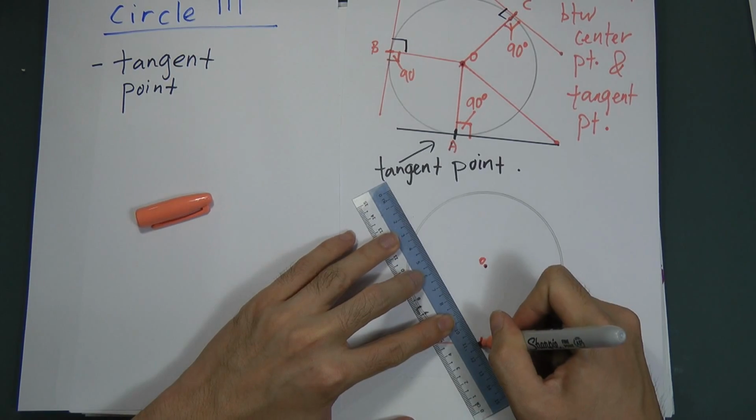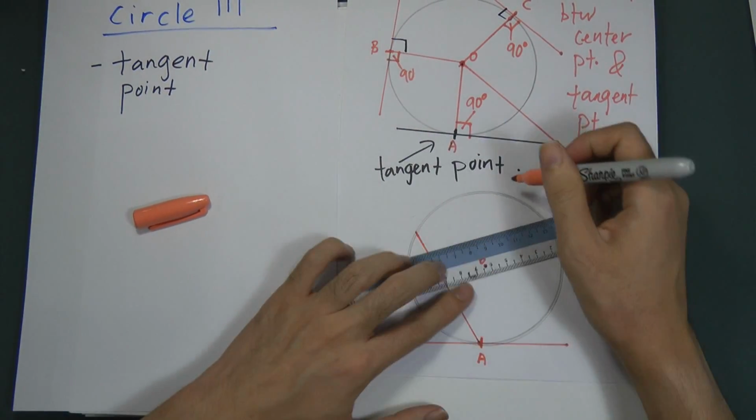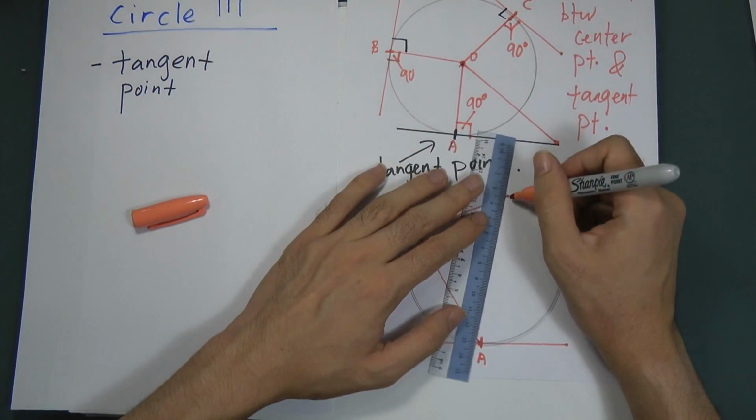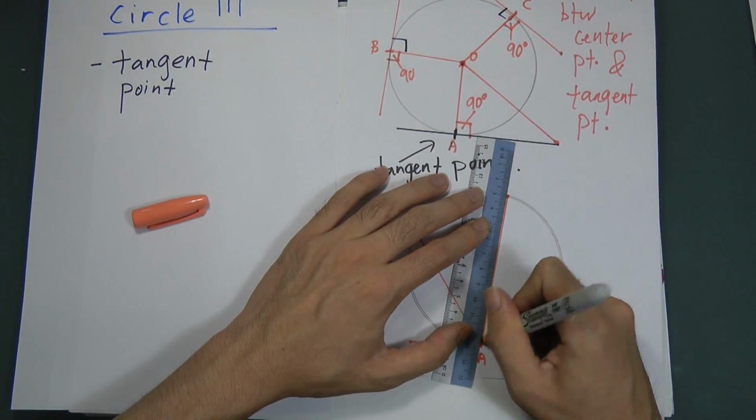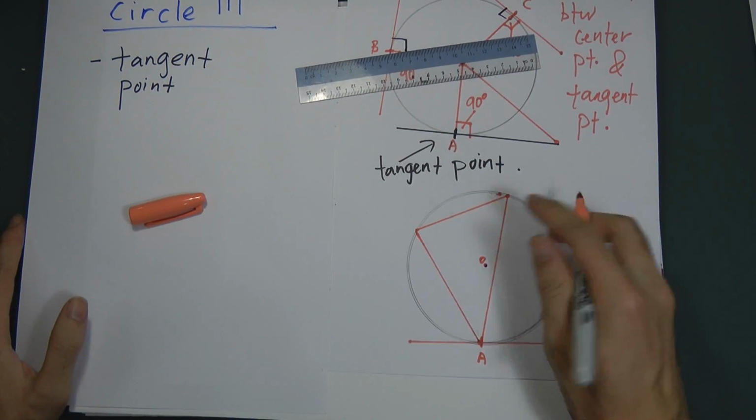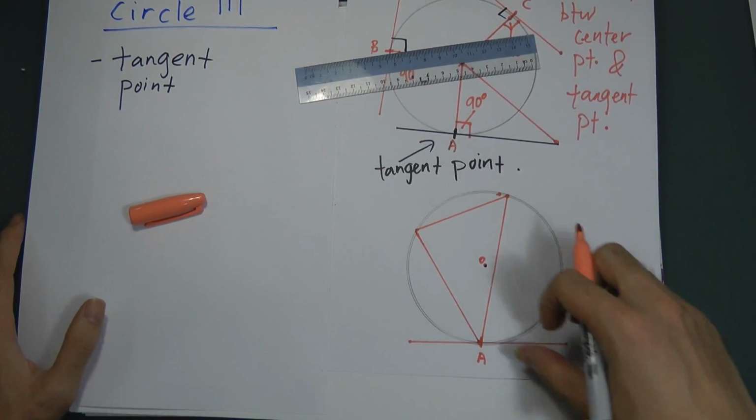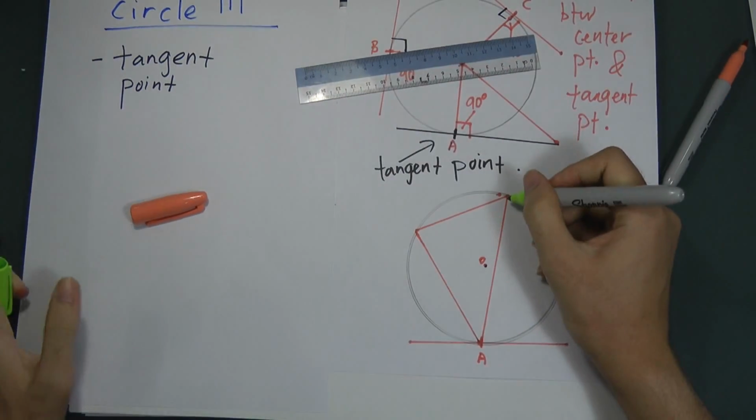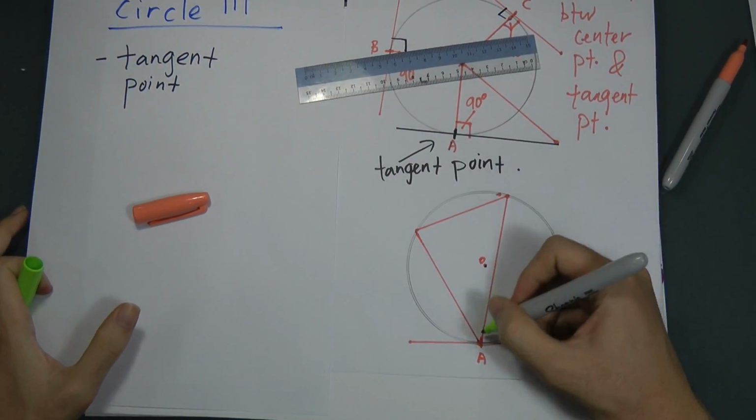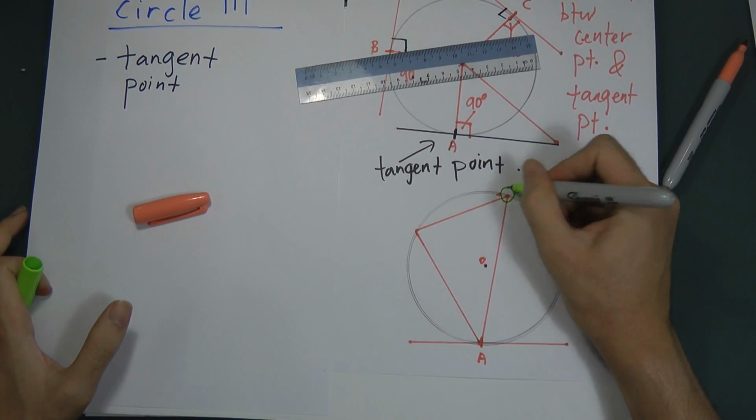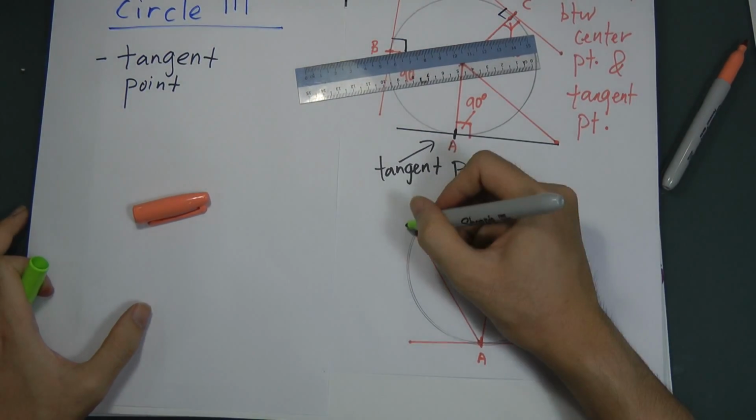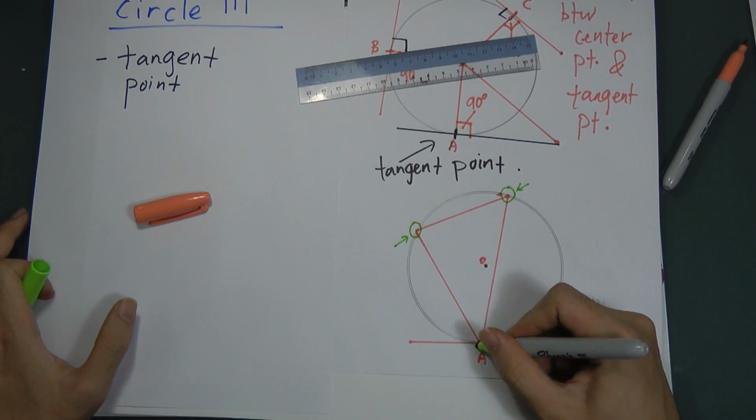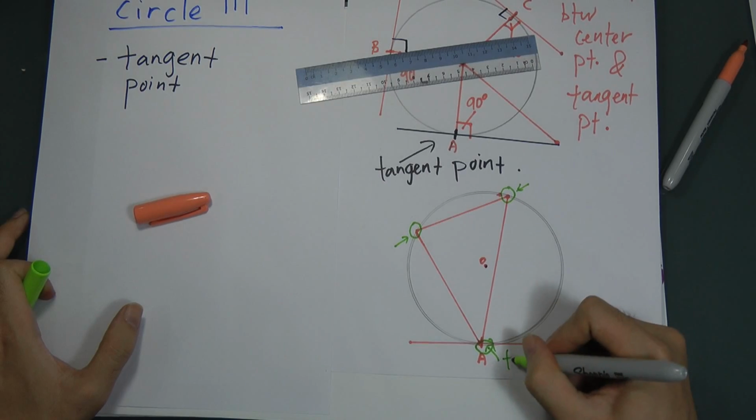So let's say I have a triangle like this, maybe a triangle that looks like this. Okay, there are a few things you have to pay attention to. Each point of the triangle must touch the circle. All the points must touch the circle, and one of these points must be the tangent point.